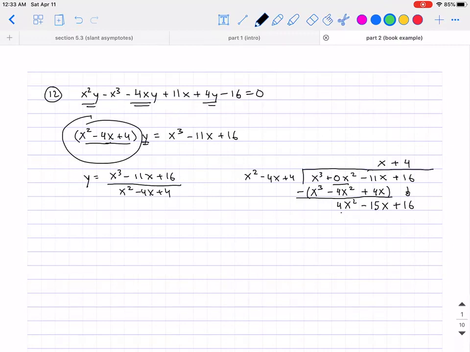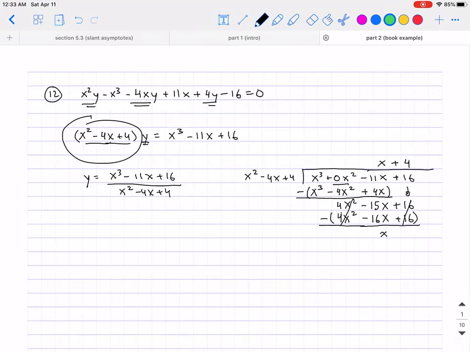So 4 times x squared, so that's 4x squared. And then we have minus 16x, and then we have plus 16. Take that whole thing and subtract it. And again, remember, make sure you write the parentheses in there. So 4x squared goes away, negative 15x plus 16x is going to leave you a single x. And the 16s cancel out, so that works out nicely.